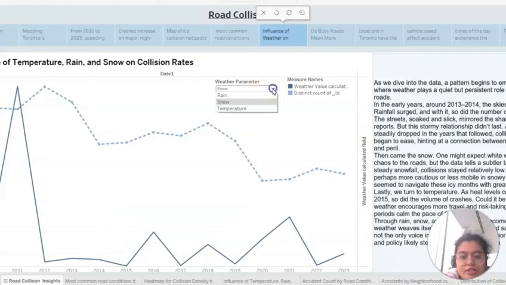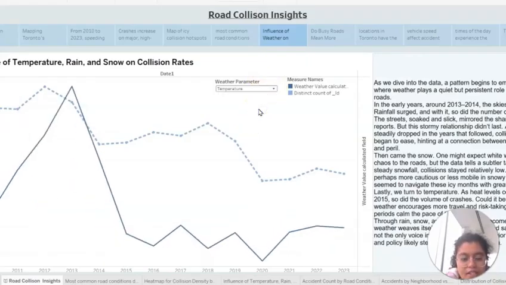When it comes to temperature, we see a similar dip in collisions as the weather cooled. Fewer trips and slower driving in the cold months could explain that. So weather influences safety, but it's part of a bigger picture that includes behavior and road planning.